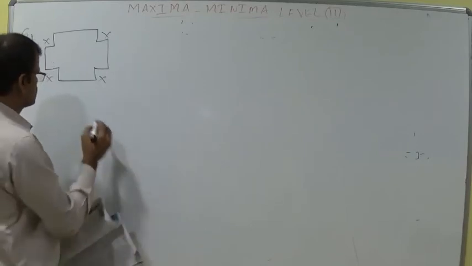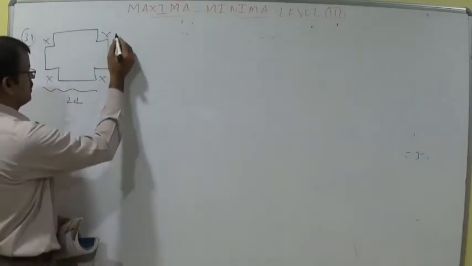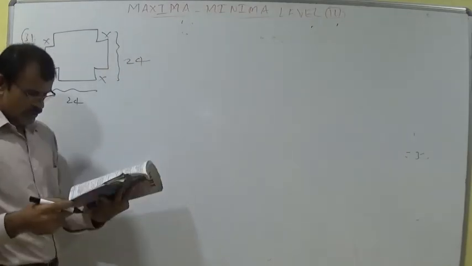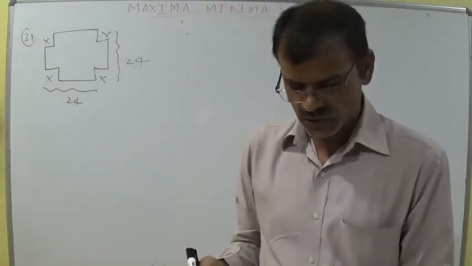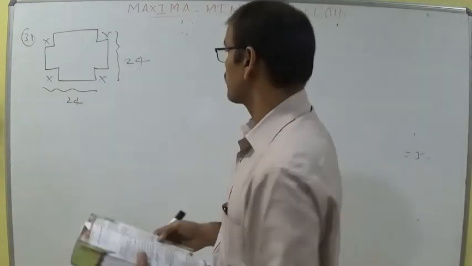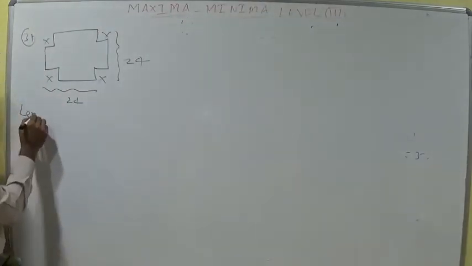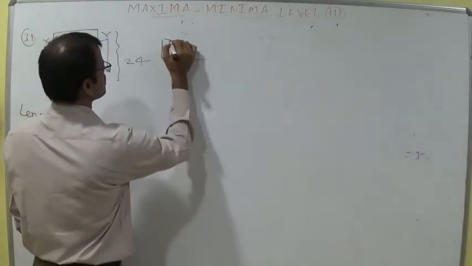A square he has given, this is 24, this is also 24. If a square sheet is cut off, here he is asking for dimensions, so we should not use a shortcut. Okay, 24. Let the length of the box be what we are finding. This metal sheet is prepared as a box.